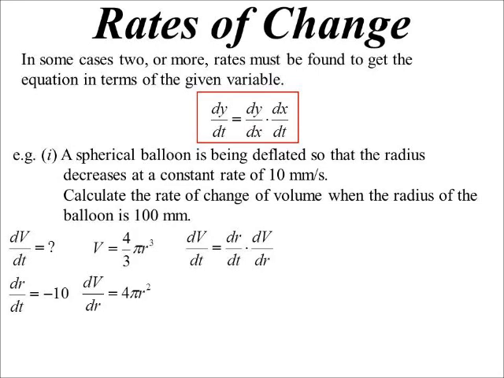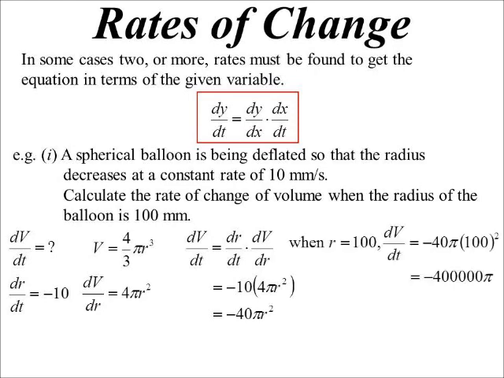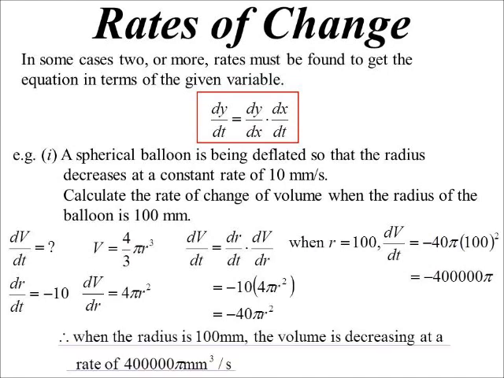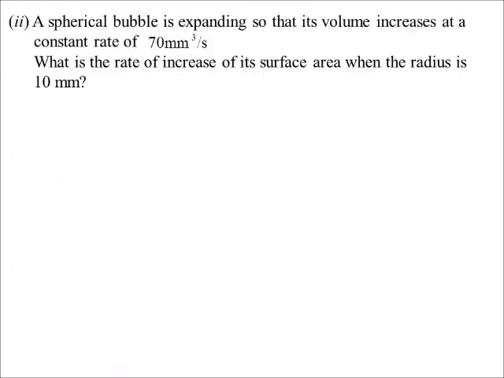Okay, so sub in what we know. dr/dt is negative 10, dV/dr is 4 pi r squared. We come up with our formula. We want to know the specific situation when the radius is 100. So sub in 100, and I've got minus, how many zeros have I got there? 1, 2, 3. So minus 400,000 pi, and the units on this one would be millimeters cubed per second.